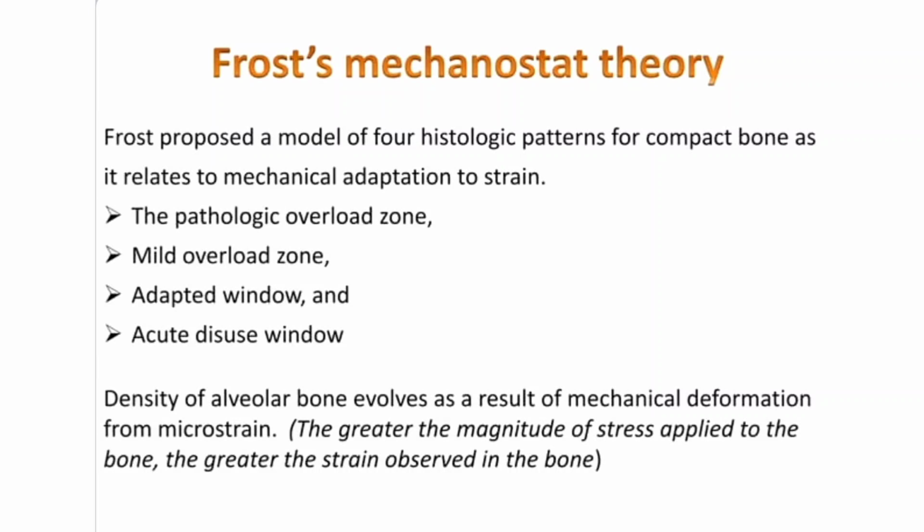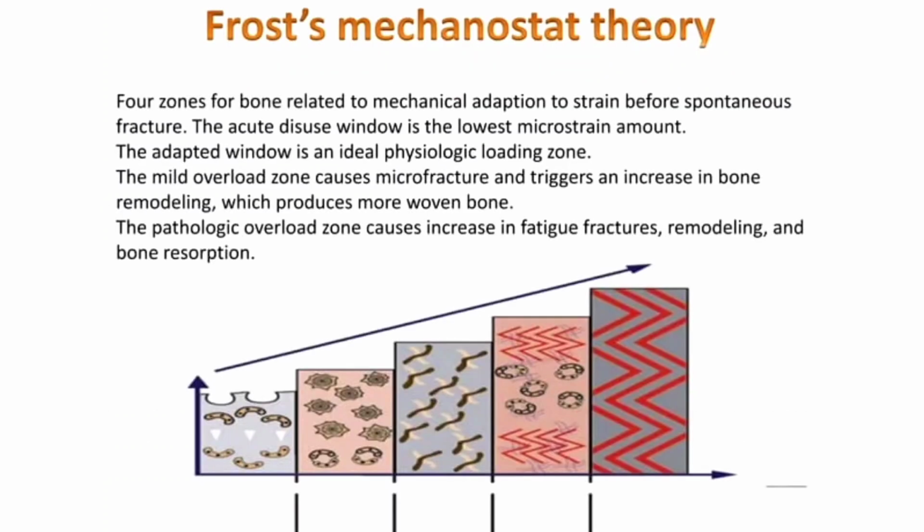Density of alveolar bone evolves as a result of mechanical deformation from microstrain. The greater the magnitude of stress applied to the bone, the greater the strain observed in the bone. There are 4 zones for bone related to mechanical adaptation to strain before spontaneous fracture. The acute disuse window is the lowest microstrain amount. The adapted window is an ideal physiologic loading zone. The mild overload zone causes microfracture and triggers an increase in bone remodeling, which produces more woven bone. The pathologic overload zone causes increase in fatigue fractures, remodeling, and bone resorption.